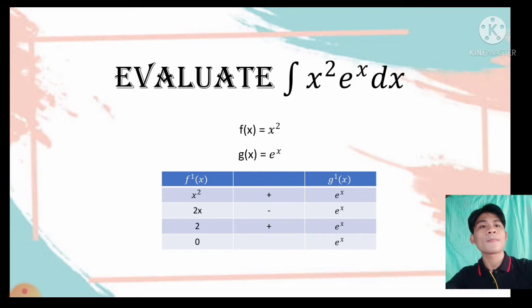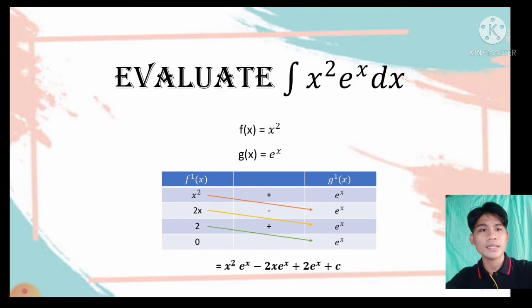And if we connect the two, our f of x and g of x respectively, we are going to find the antiderivative of the function given here like this. So we came up with x squared e raised to the power of x minus 2x e raised to the power of x plus 2 e raised to the power of x plus c as the value of the given integral of x squared e raised to the power of x dx. So just copy and note this for us to make a comparison in the next slide.